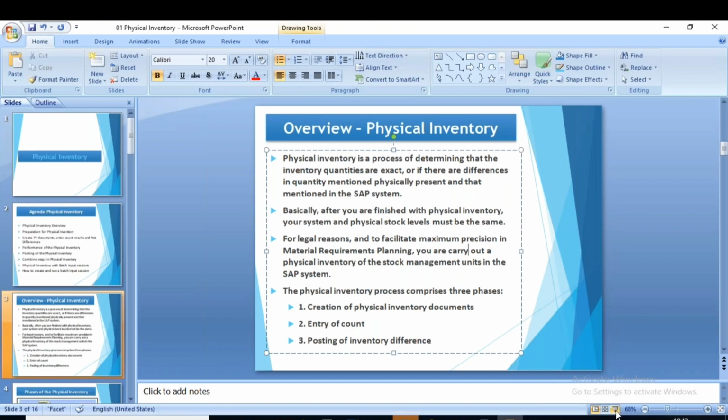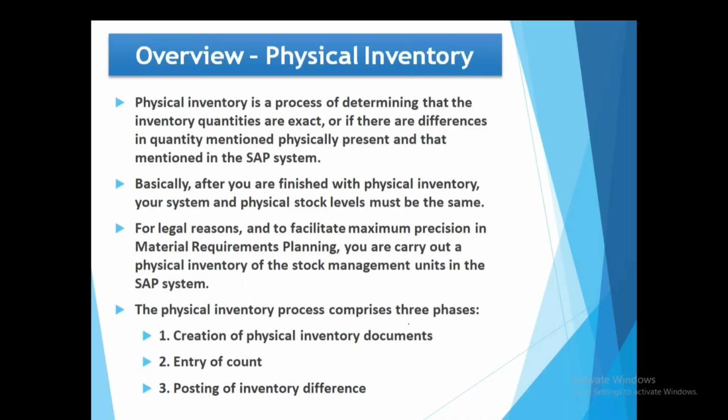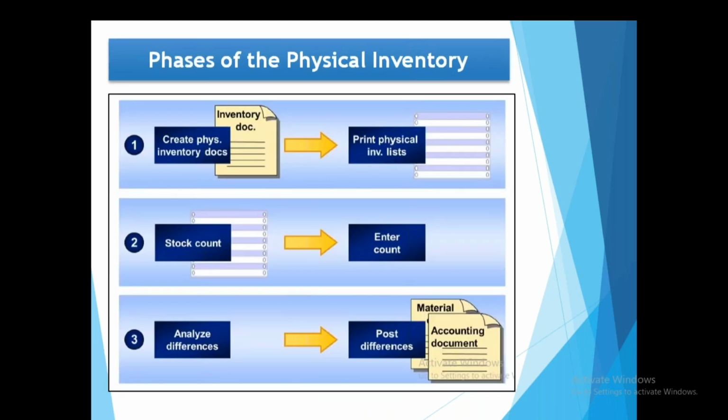Basically, physical inventory will happen in three phases. One is creation of the physical inventory document. First, they will create the physical inventory document. Then they will enter the count, and then they will post the differences, if any exist. So the physical inventory process will happen in three phases. These are the phases of the physical inventory.